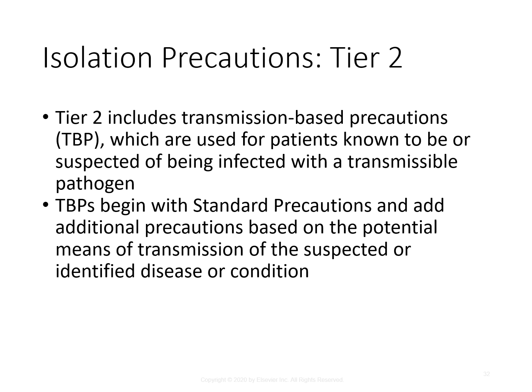Tier 2 isolation precautions. So this will include transmission-based precautions, which are used for patients known to be, or we are suspecting them to be, infected with a transmissible pathogen. The transmission-based precautions can begin with standard precautions, and then it will add additional precautions based on what they have or what they're suspected of having. So certain examples would be MRSA, which is methicillin-resistant Staphylococcus aureus, or VRE, which is vancomycin-resistant Enterococcus. So these are resistant to antibiotics, so we don't really want them getting out if at all possible.